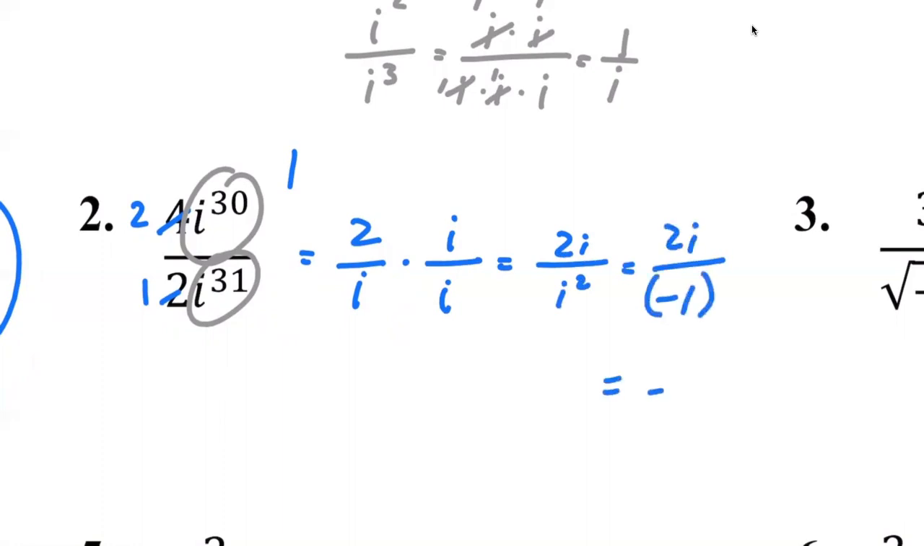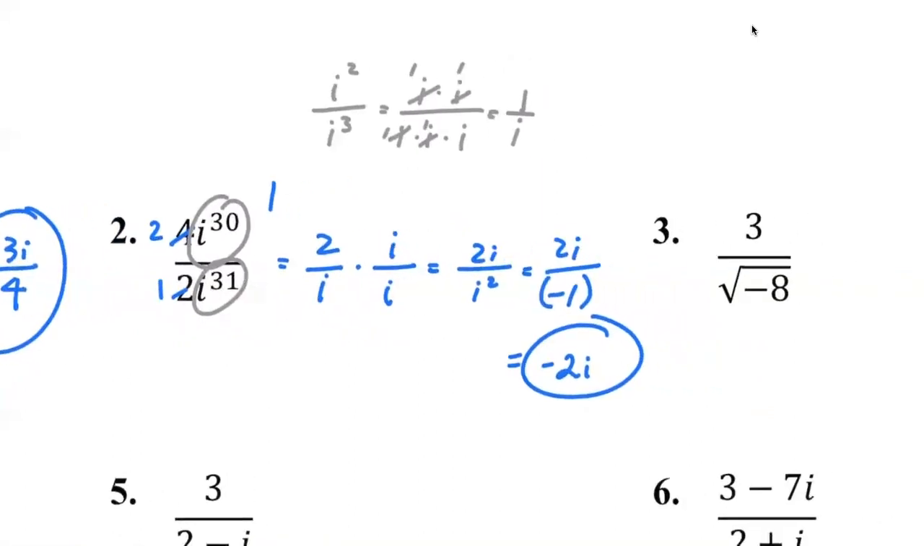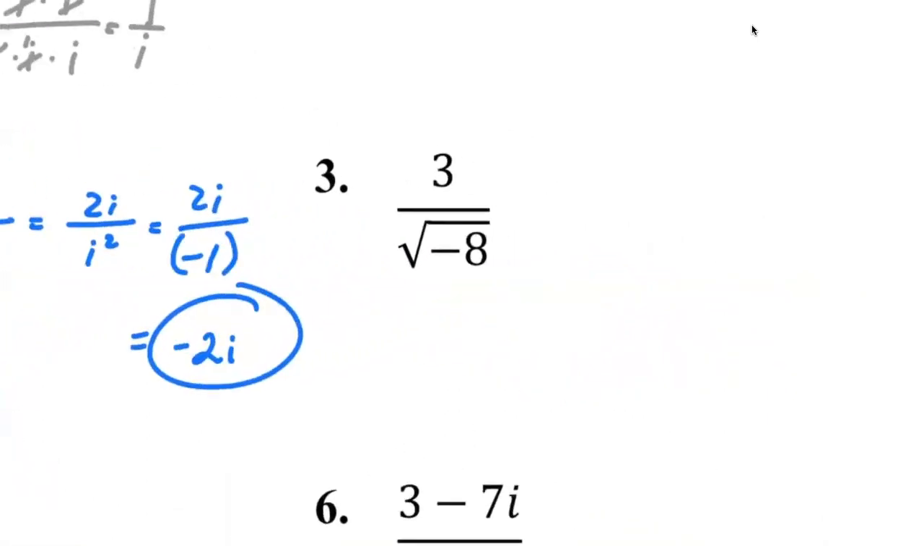So your final answer is simply -2i. Okay. So for number two, it just takes you a little bit of work before you get to rationalize it. Same thing with number three.